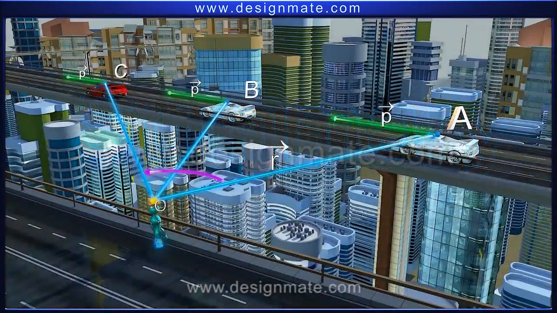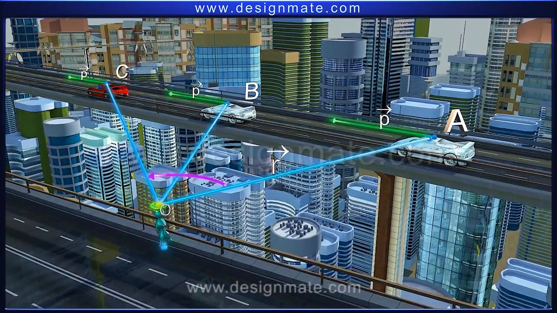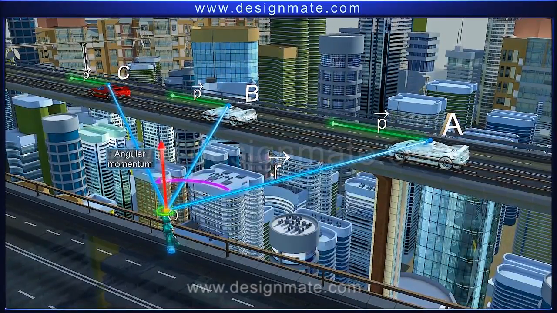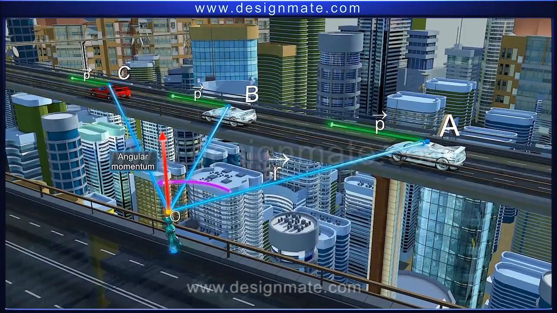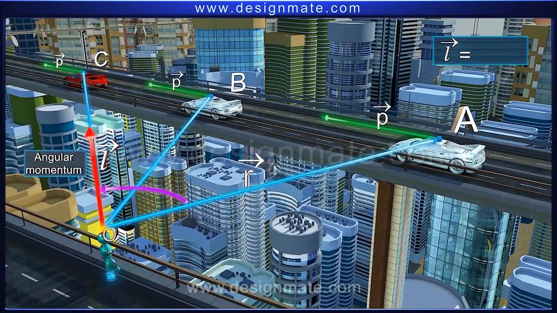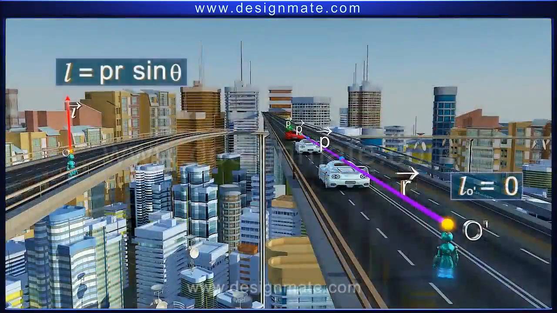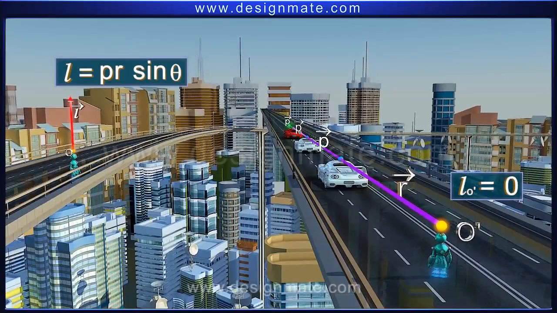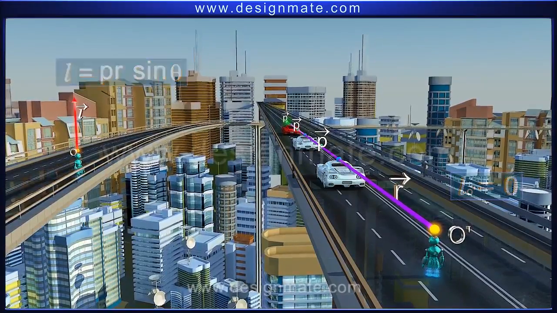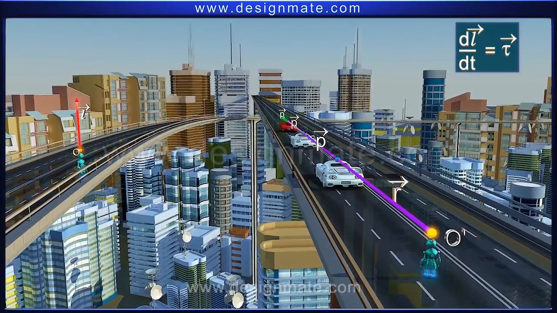Summary: any moving object can be attributed rotation with respect to some fixed point or axis. The object is then said to possess angular momentum about that fixed point. For a single moving particle, angular momentum is defined as vector L equal to vector r cross vector p. It is a vector quantity. Since angular momentum depends upon the choice of reference point, it is not an intrinsic property of the object. The rate of change of angular momentum of a particle is equal to the external torque acting on it.